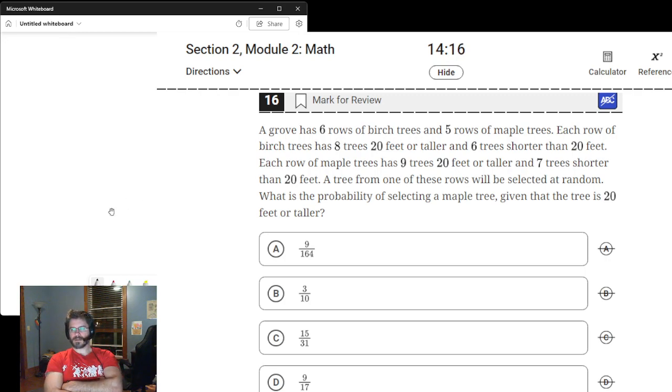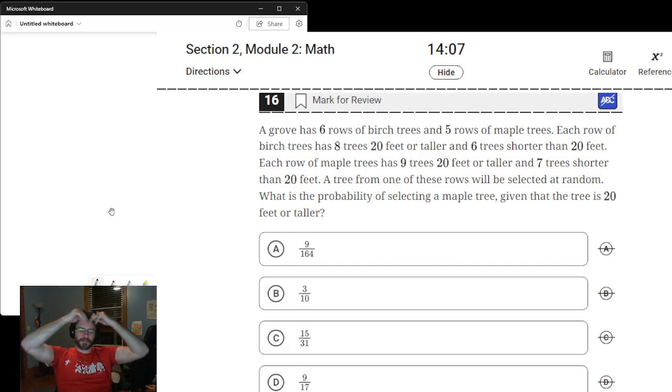Okay, 5 rows of maple trees. Each row of birch trees: 8 trees 20 feet or taller, 6 trees shorter than 20. A bunch of data. What is the probability? Okay, it's a probability question. A maple tree, given that it's 20 feet or taller. So I don't care about the birches at all. So we're selecting from just the 20-foot tall trees. So how many 20-foot tall trees are there?